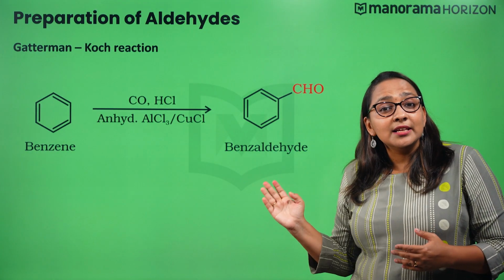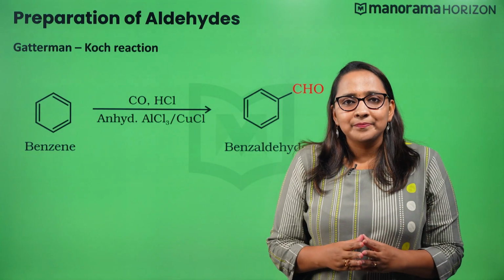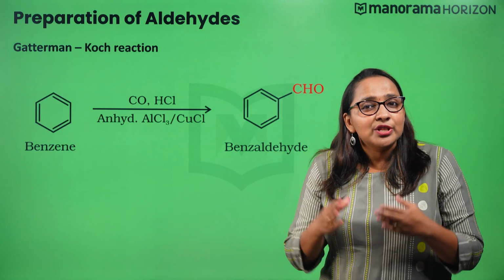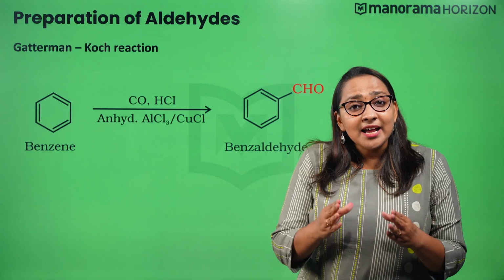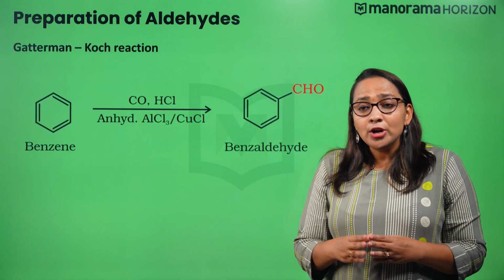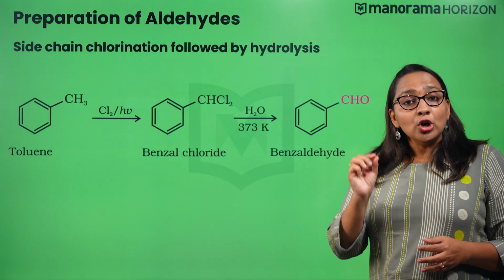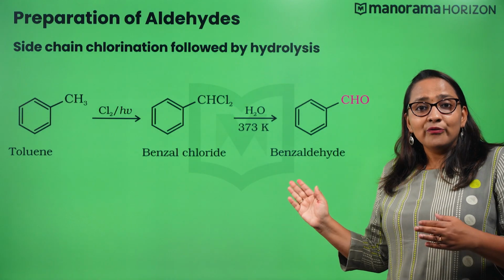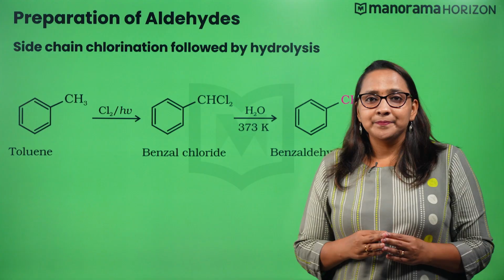Here is another important named reaction, the Gattermann-Koch reaction. Benzene could be derivatized by treating it with carbon monoxide and hydrogen chloride in the presence of anhydrous aluminum chloride or cuprous chloride. Here is an example. Toluene is chlorinated to yield benzyl chloride, which is hydrolyzed to obtain benzaldehyde.